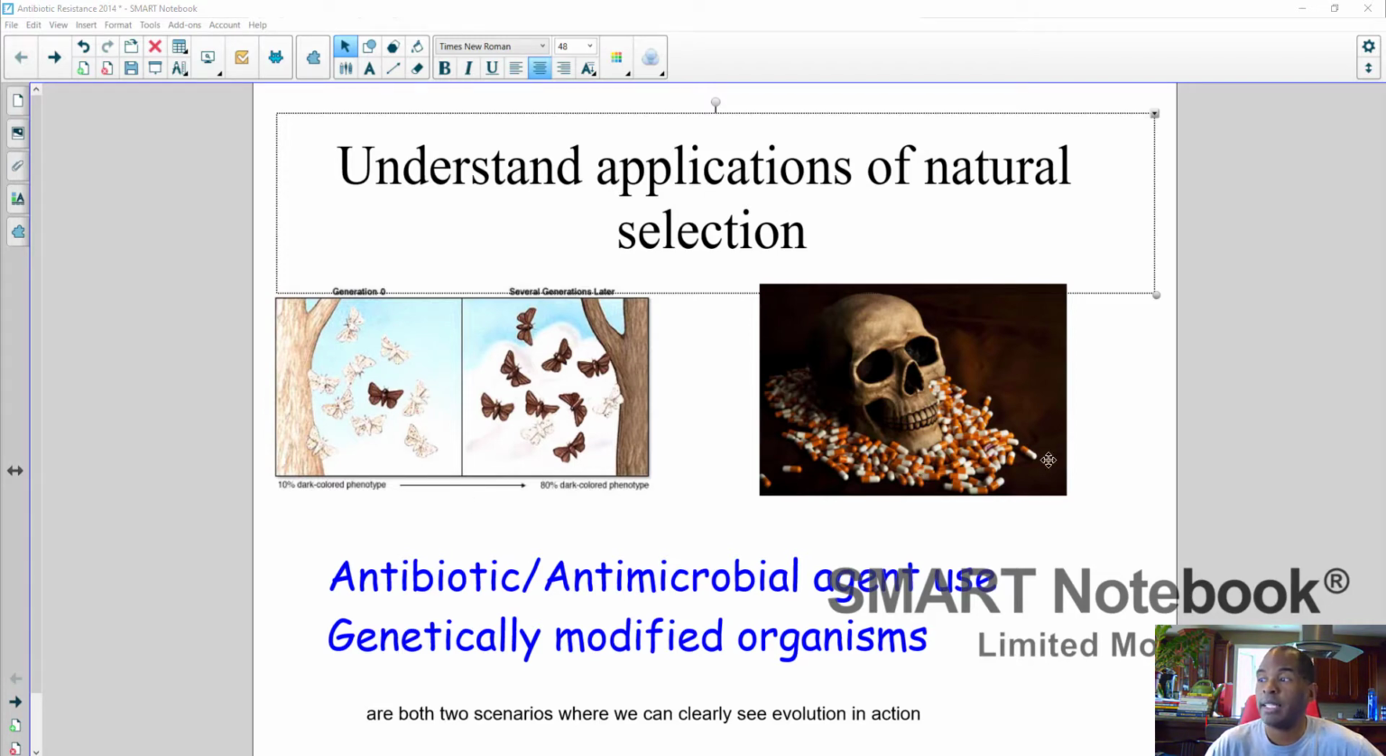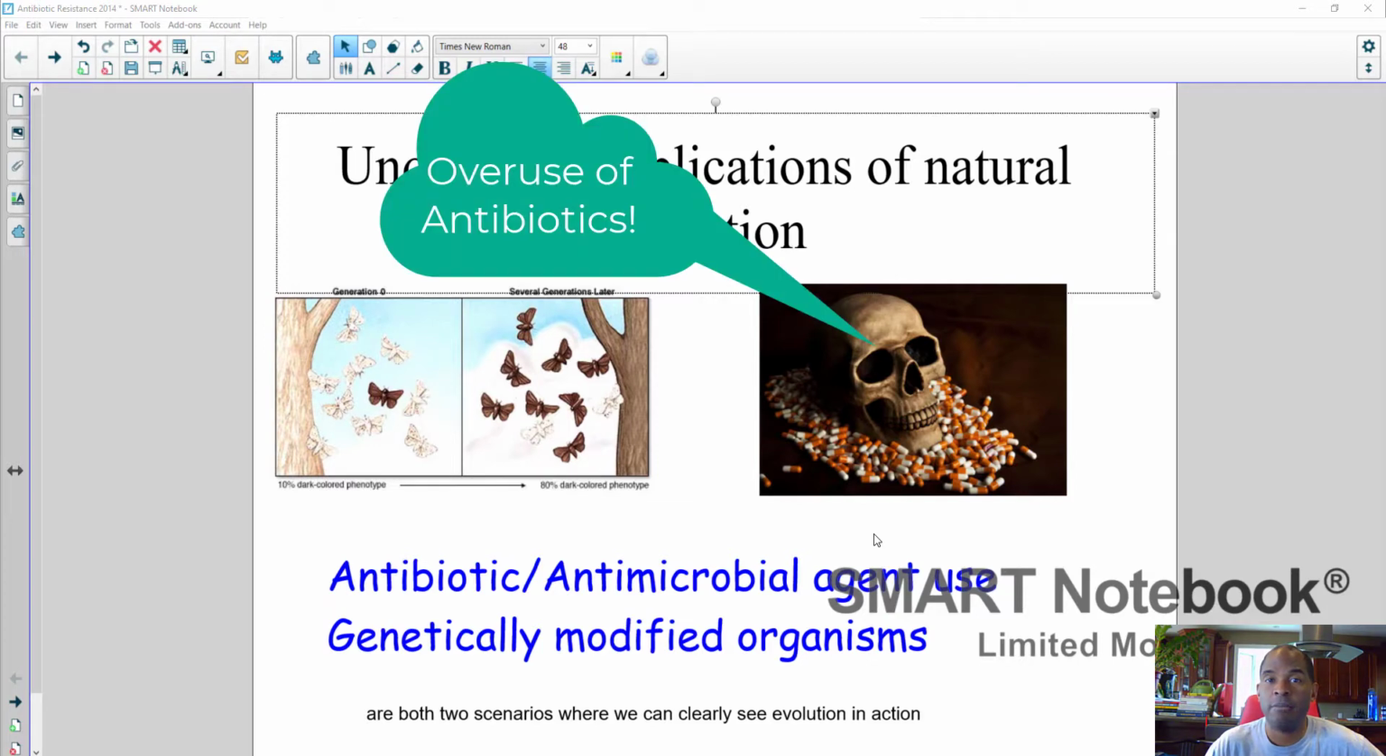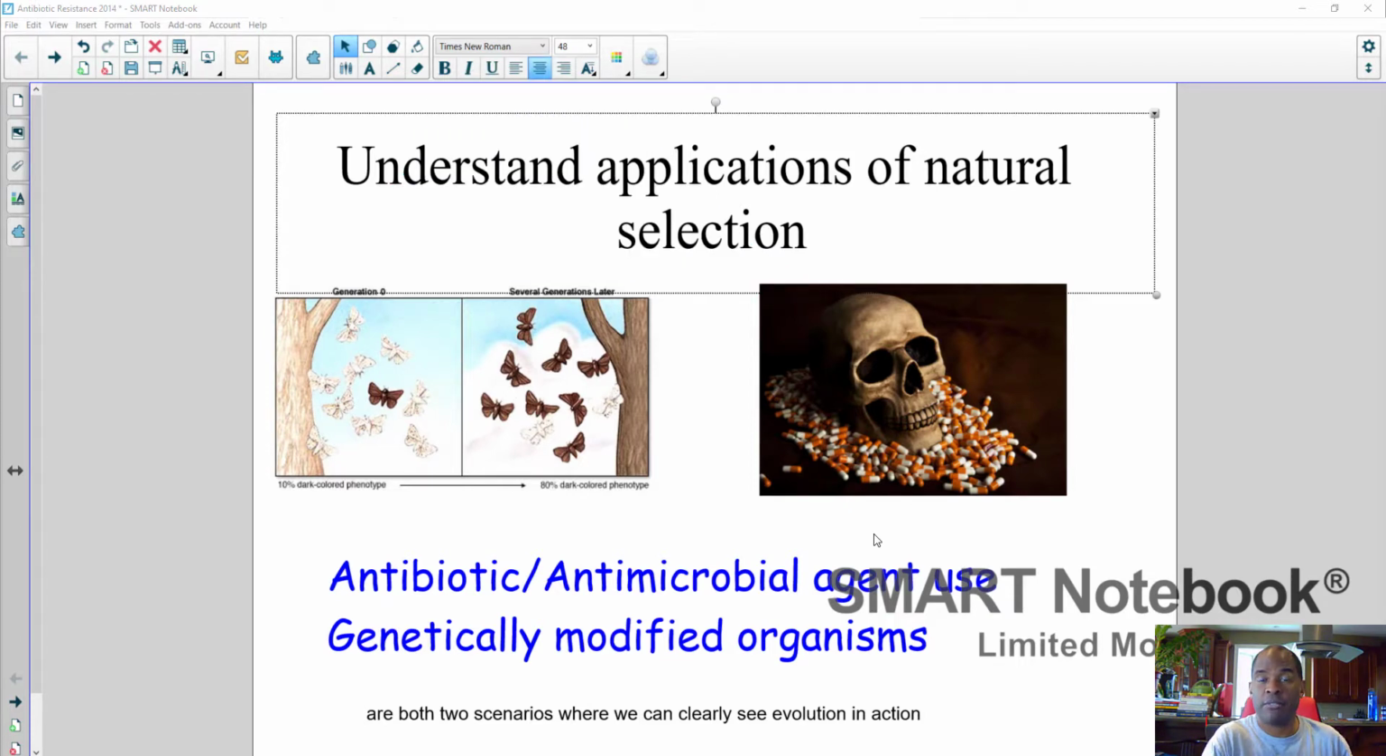On the right-hand side, you see this skull with a bunch of pills below it. What that's supposed to represent is how our overuse of antimicrobial agents, antibiotics, has not only, originally it saved millions of lives, and now we're at a point where we've used it so much that it's not as effective.